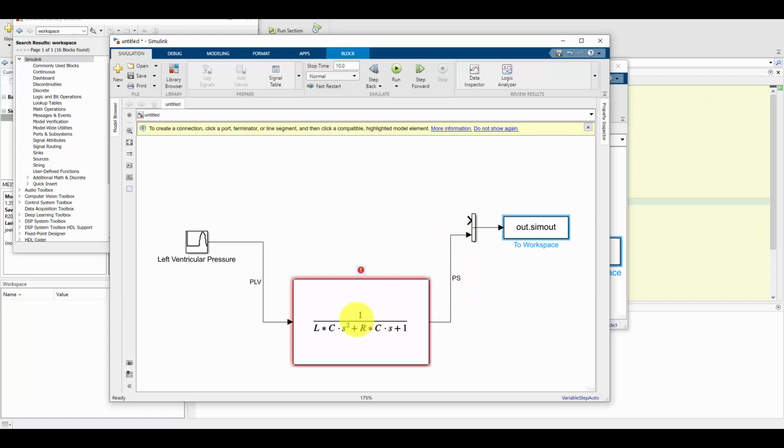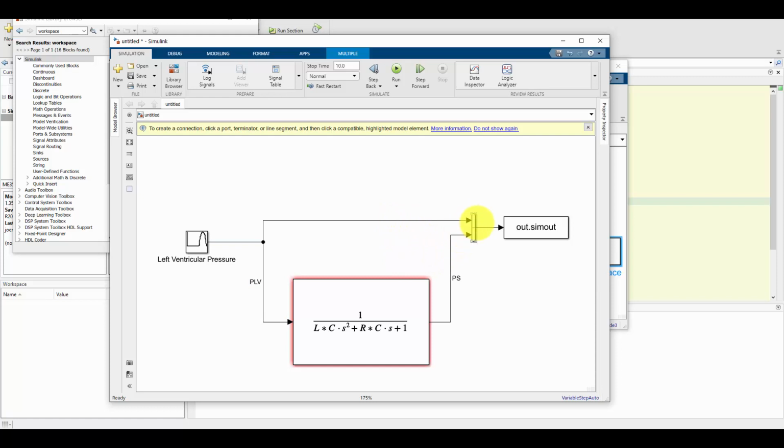Now, what is it going to be doing? It's going to be sending this PS into this vector concatenate, and then the vector concatenate goes to the workspace. But I want not only the output, I want to be able to get the input as well. I want the left ventricular pressure also going into my workspace. So what I'm going to do is I'll control click on this branch, and I will send it to the top of this vector concatenate.